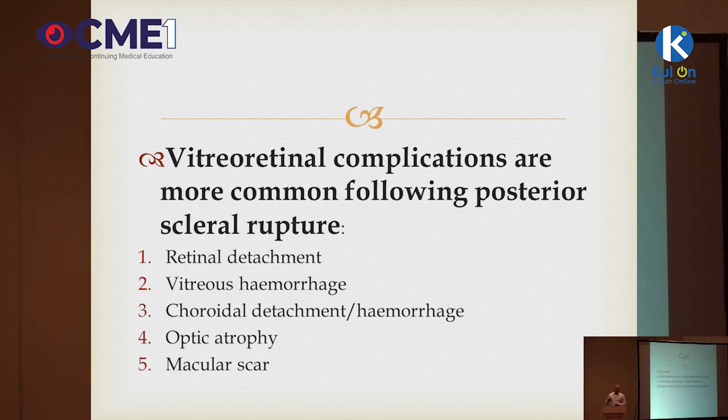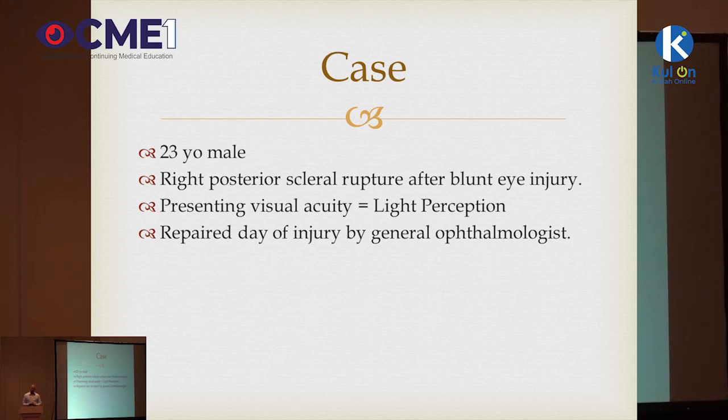So I just want to share with you a case of a patient of mine. It's a young patient, a 23-year-old male who had a right posterior scleral rupture after a very bad blunt eye injury, okay? He presented through the emergency department with a visual acuity of light perception. After presentation, he had surgery performed by a general ophthalmologist where the posterior rupture was identified with a 360-degree peritomy, and it was closed very nicely. So the surgery was done very well. And then the patient was referred to me looking like that.